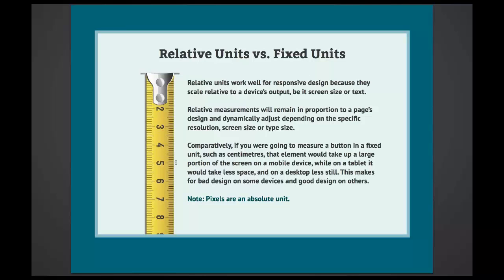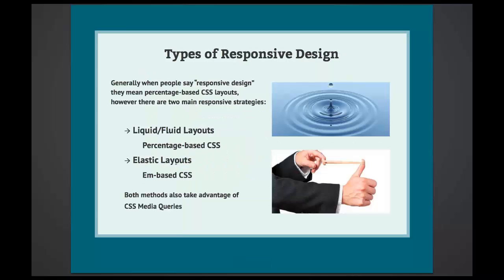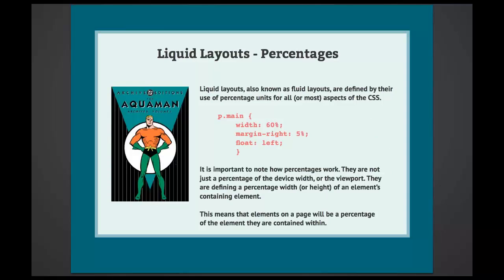So the types of responsive design are liquid or fluid layouts, which are percentage-based, and elastic layouts, which are em-based. Usually when people mean a combination of percentage-based CSS and media queries, there are two types. Both take advantage of CSS media queries. Liquid layouts are defined by their use of percentages for most of the CSS, and those percentages are defining the width or height of an element's containing element.